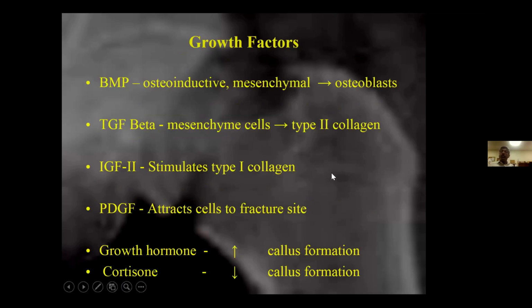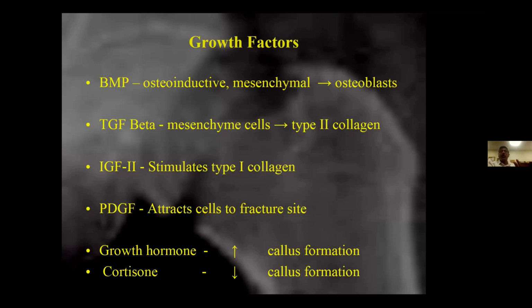Now we come on to growth factors. In growth factors, the most common one we need to know is the BMP. In that, we have the osteoinductive, which ultimately forms mesenchymal cells, and you get your osteoblasts. And in BMP, you have BMP2, you have 4, you have 5, you have 6, all of them osteogenic. So the most important is BMP. It's osteoinductive, ultimately will form osteoblasts.